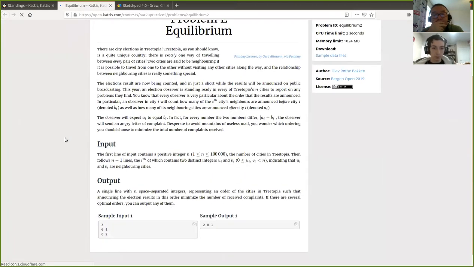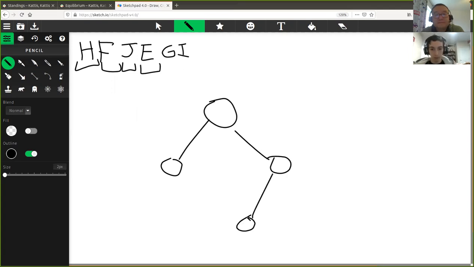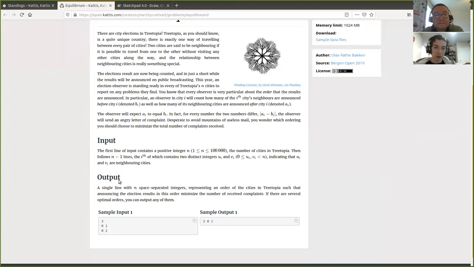So this problem says we have a tree and we want to visit the nodes in some order. Then for each node, we will count how many of its neighbors were visited before it and how many of its neighbors were visited after it. Then we'll consider all of the differences between those two numbers, and we want to minimize the number of distinct values. So I'll give an example.